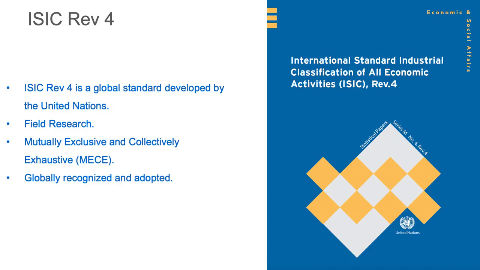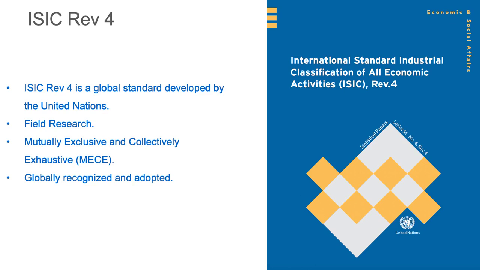What is ISIC? ISIC stands for International Standard Industrial Classification. ISIC Rev 4 is a global standard developed by the United Nations to harmonize, measure, and compare economic activities among nations across the world. It was created based on field research, and its output employs the MESI method. Mutually exclusive and collectively exhaustive.